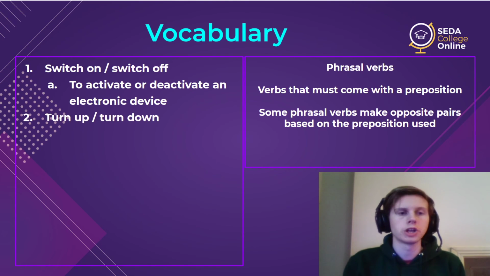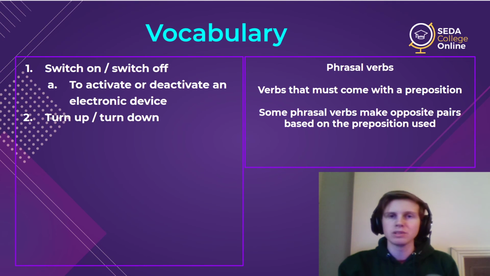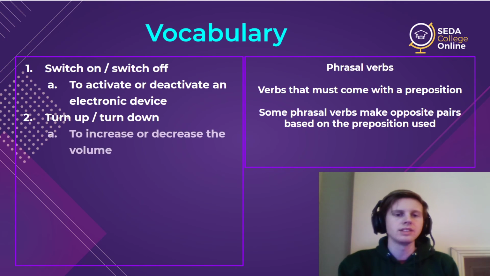And then we have turn up and turn down. So turn up and turn down is for audio, volume, and this is to increase or decrease the volume of an electronic device, a speaker. You're just making it louder or softer by turning it up or turning it down.